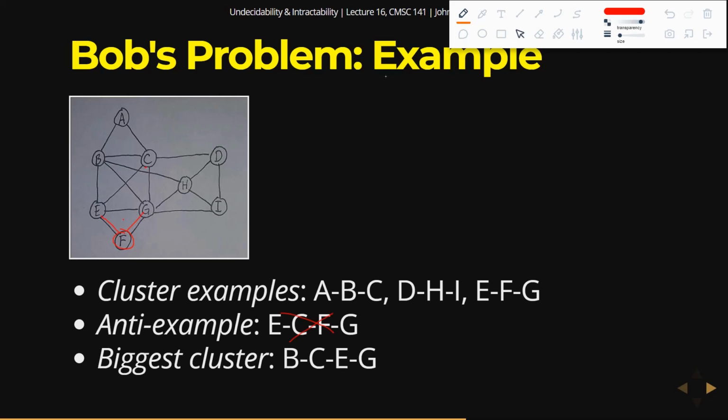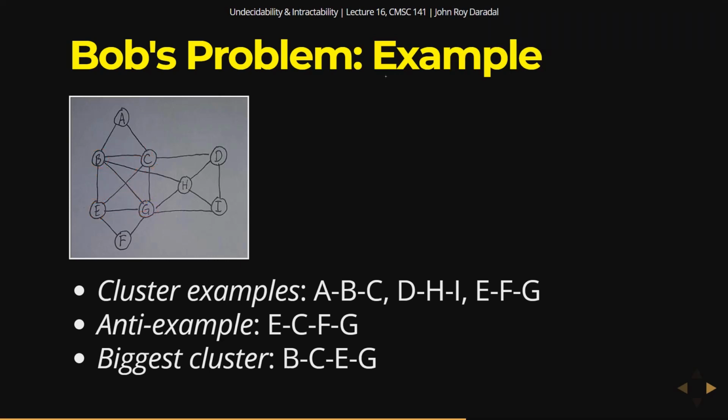Okay. Now for our biggest possible cluster, that would be BCEG. So we have that one here, B, C, E, and G. Let's check. B is connected to C, E, and G. C is connected to B, G, and E. E is connected to B, C, and G. G is connected to C, B, and E. So every vertex is connected to all the other vertices, and that is the biggest possible cluster that you can find in this example.